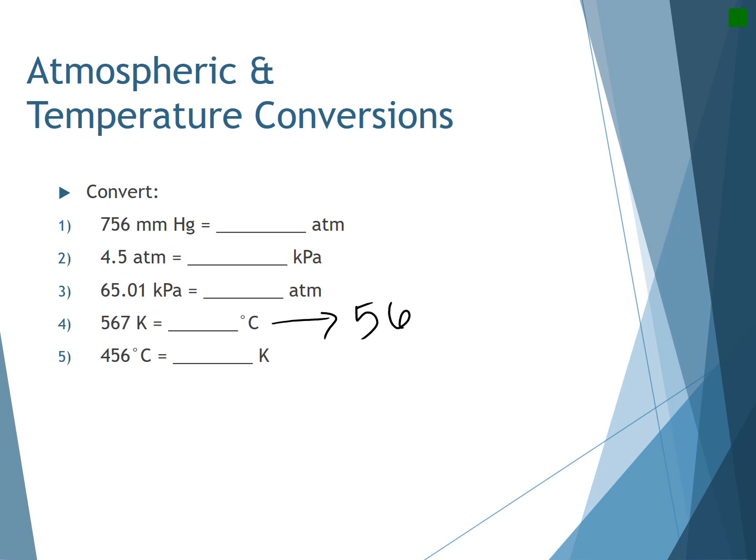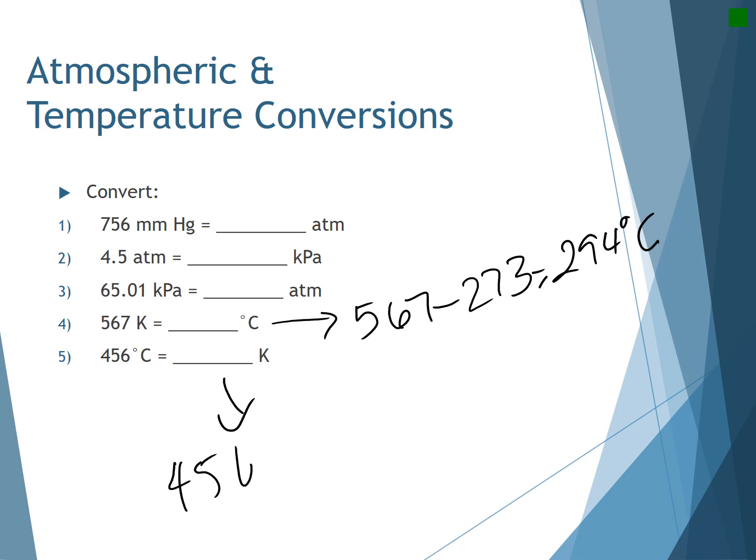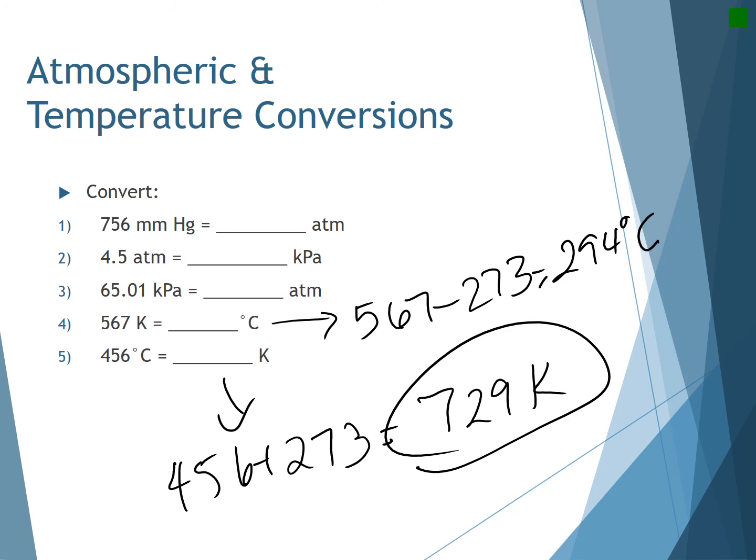All right. Now to do Kelvin to Celsius and Celsius to Kelvin, to do Kelvin to Celsius, you're just going to take your Kelvin temperature minus 273, and you get 294 degrees Celsius. And to go from Celsius to Kelvin, as we've done in some previous slides, you're just going to add 273, and you get 729 Kelvin. Note once again that Kelvin is always going to be a number 273 higher than that of the degrees Celsius. So therefore, Kelvin will always be a larger number than Celsius.